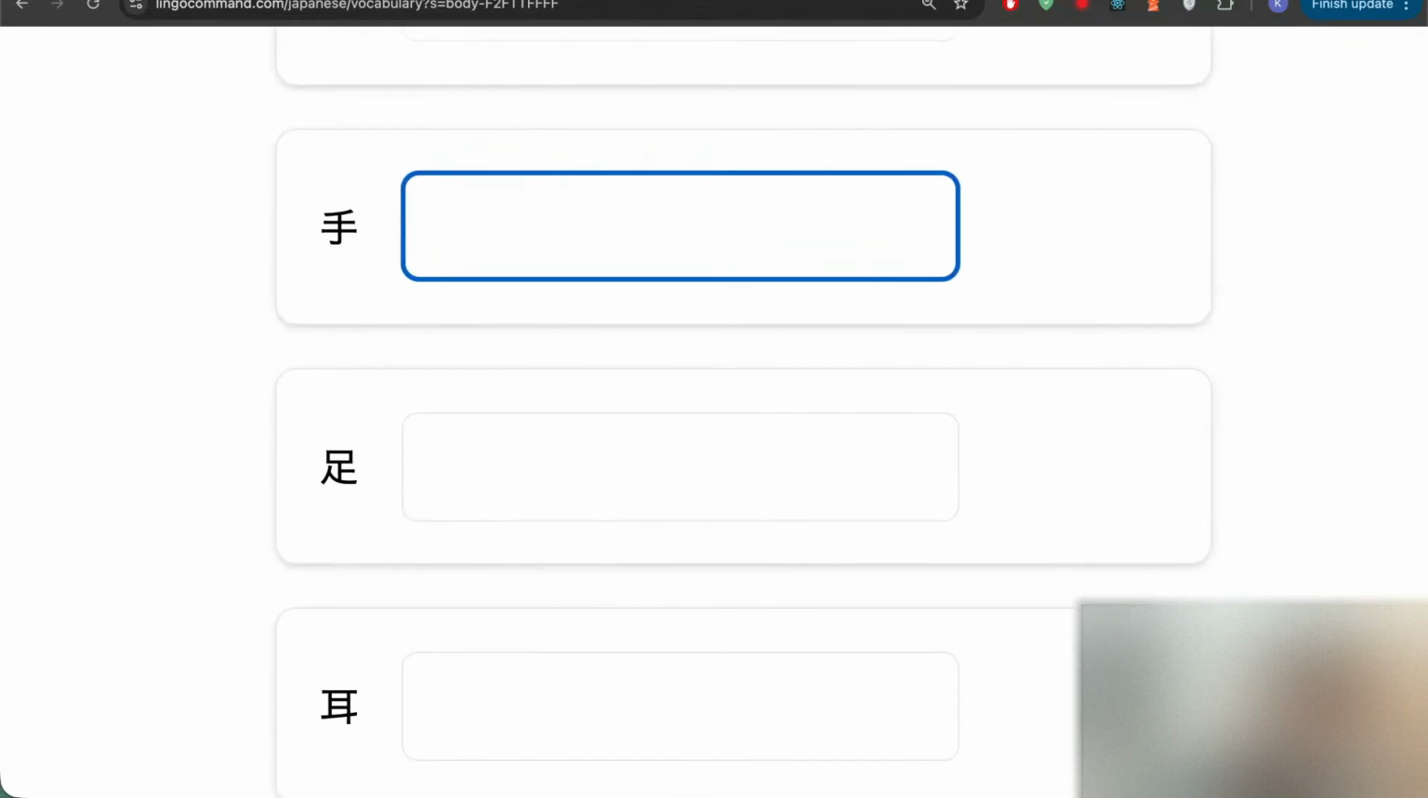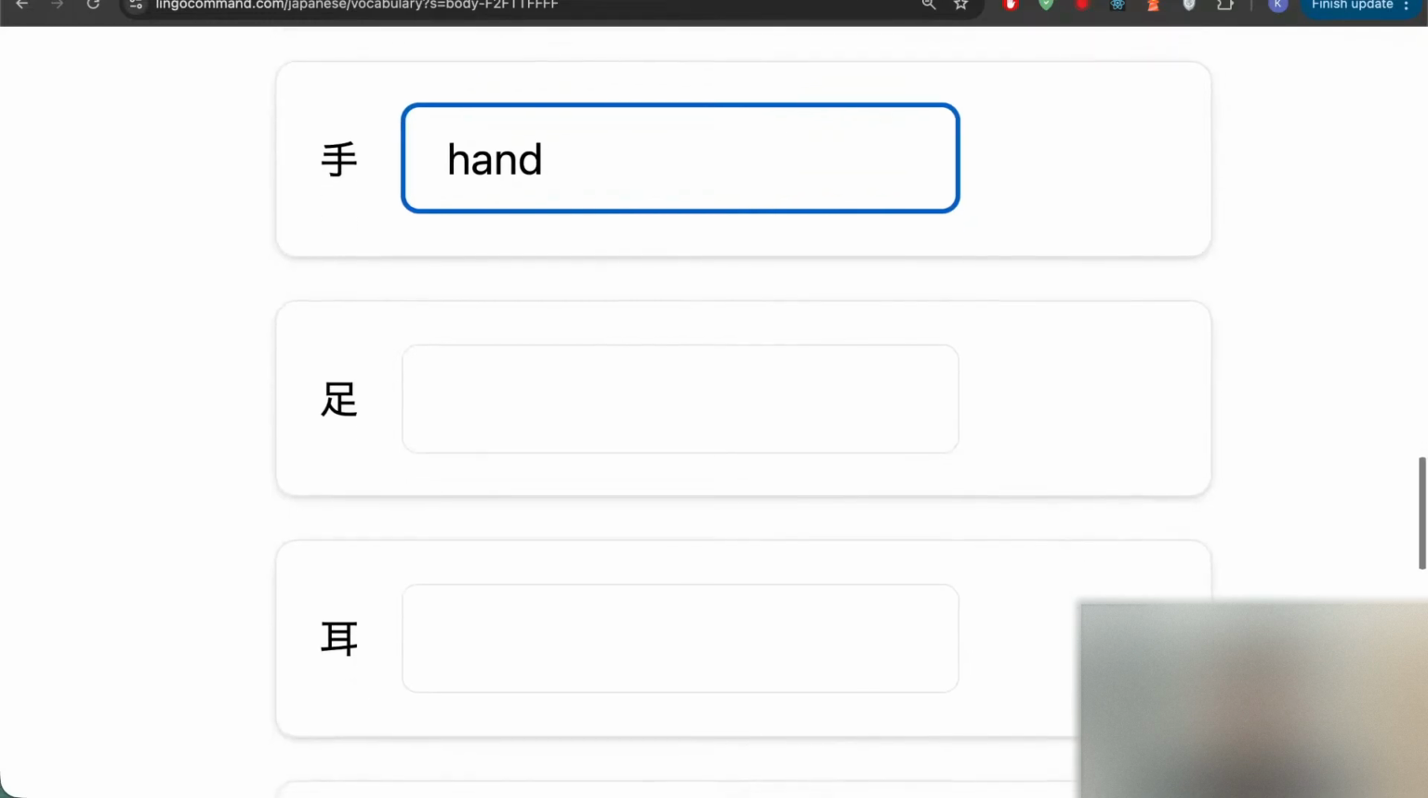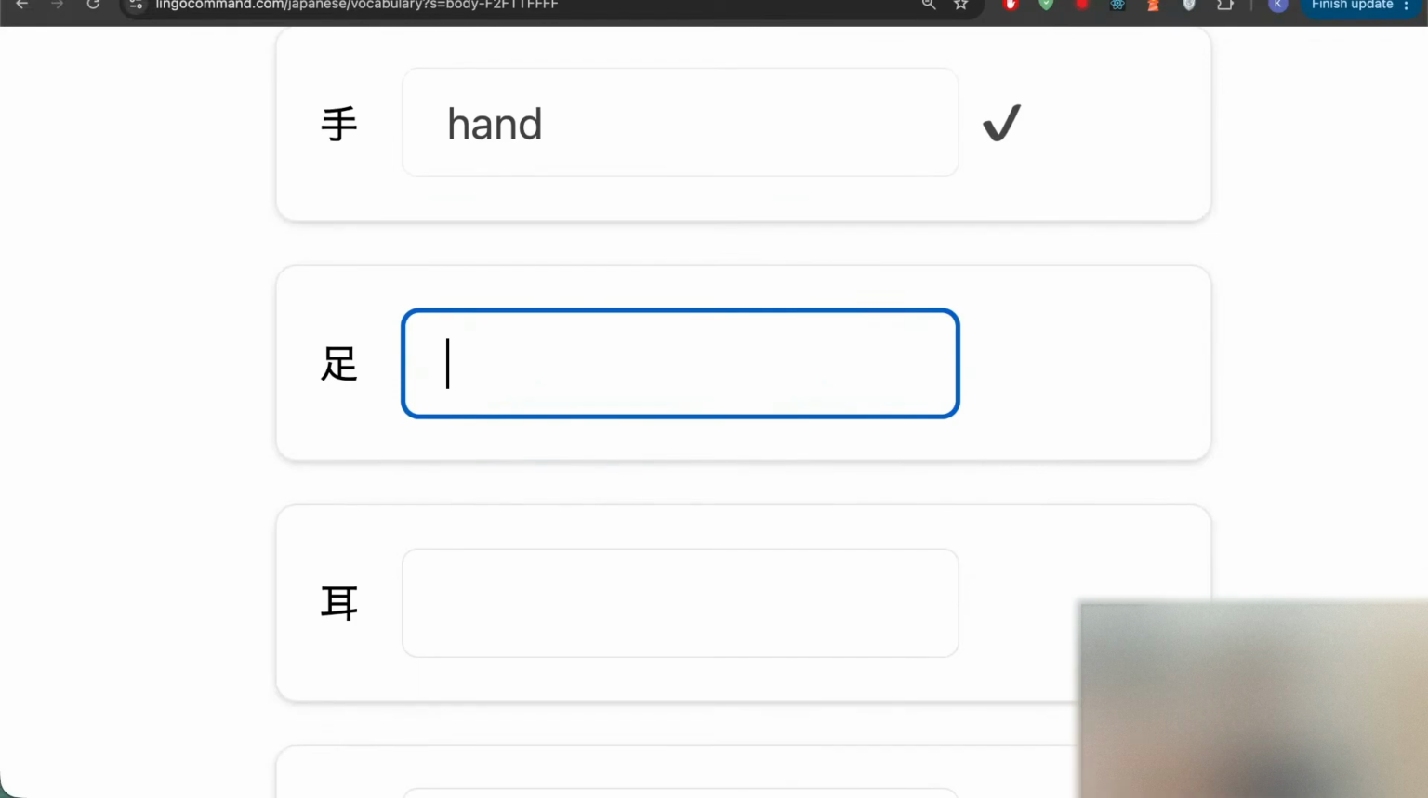And then this next one is te, which is hand. I remember getting this wrong on the previous stream. I'm just gonna drink some water here. This next one is ashi again. And on the previous one we put leg, so we might as well put foot here.